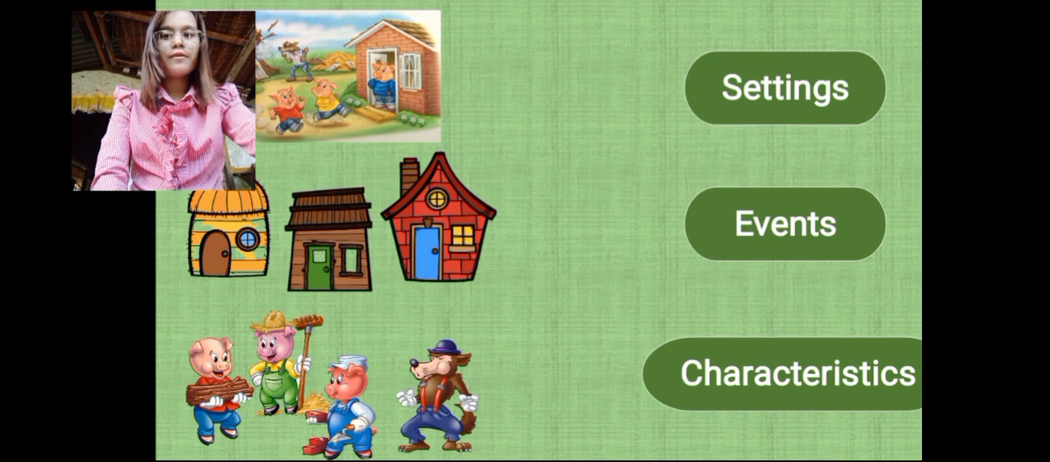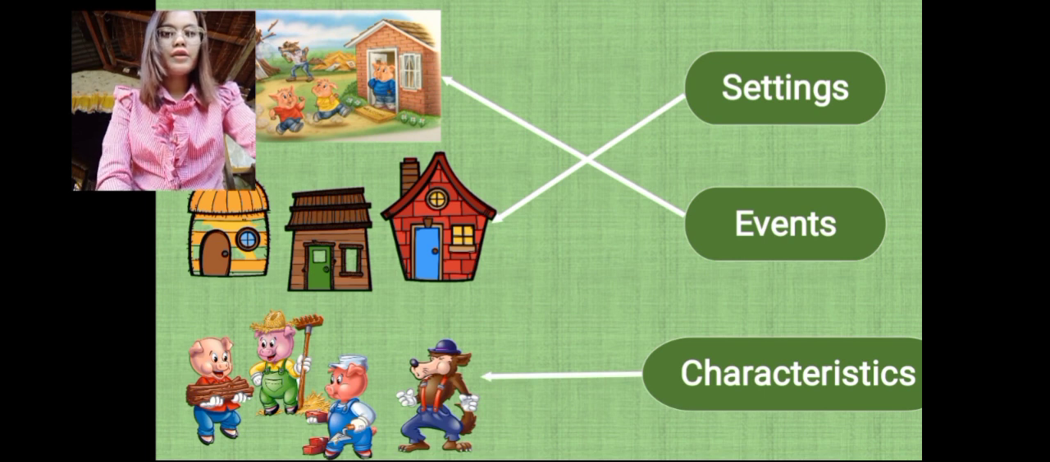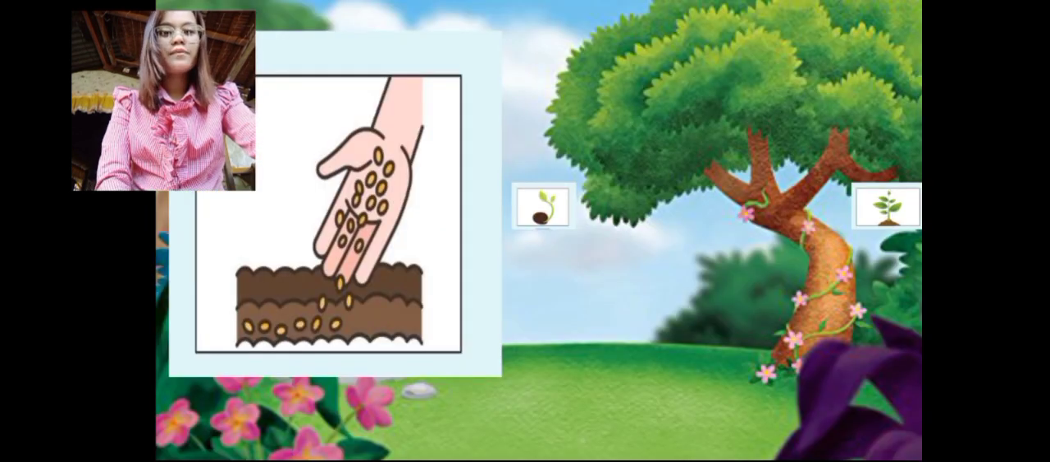Yesterday, pupils, we tackled the story of the three little pigs. Now you are going to match the correct words with the pictures. Okay, did you get it? Let's have the first picture. Events. Okay, very good. And how about the second picture? Setting. Very good. And the last picture? Characteristics. Very good. All of your answers are correct.